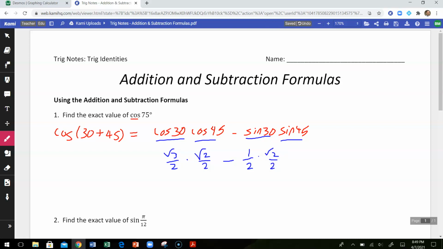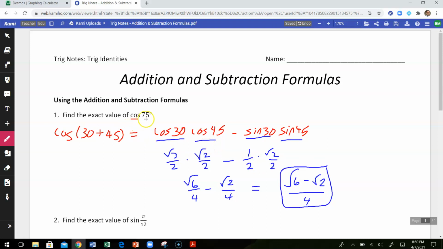So now if we multiply root 3 over 2 times root 2 over 2, that's root 6 over 4. We need to make sure we multiply the denominators as well. Root 6 over 4 minus 1 times root 2 over 2 times 2, so root 6 over 4 minus root 2 over 4. Because they're both over 4, I can combine that to a single fraction. Now I can't combine root 6 and root 2. I can't subtract those and make that root 4 or anything like that. So that has to stay as root 6 minus root 2 all over 4. Okay, so that would be the exact value of the cosine of 75.